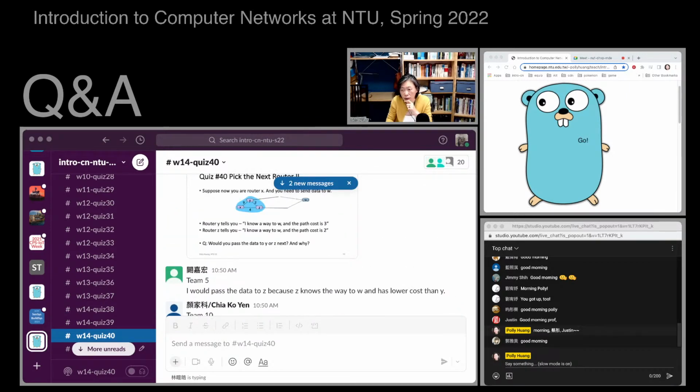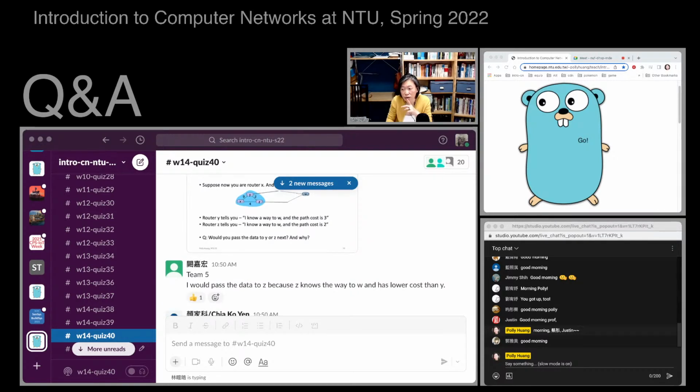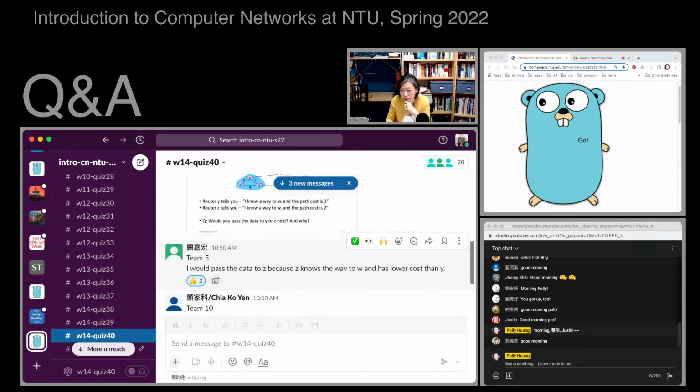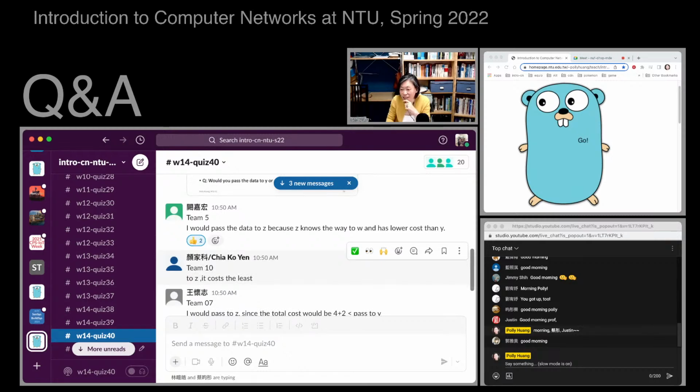Okay, so you will pass it to Z and Z tells you the cost is 2, plus 4, the cost from X to Z, so the total is 6. The link cost from X to Y is 9, and Y tells you the cost from Y to W is 3, so 9 plus 3, 12. Yeah, so Jiahong, I totally agree. Very good. I see your teammate is very supportive. That's good for you.